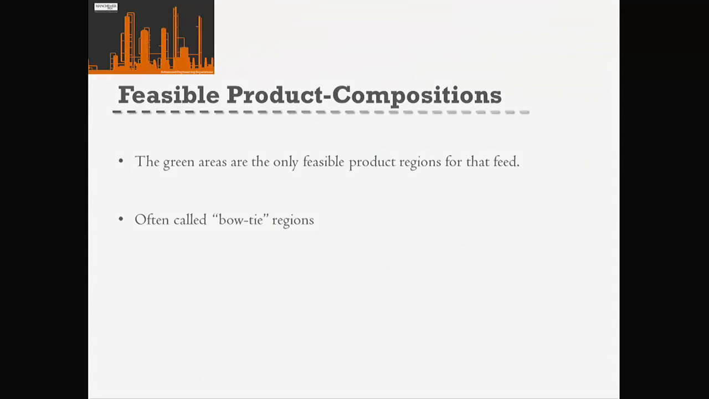So those green areas are the only feasible products that we can get for that particular feed. If you want a product that falls outside of those green areas from your particular feed, it immediately tells you that you need more than one distillation column to undergo that separation. Because of the shape, these green regions are often called bow tie regions, because they look a bit like a bow tie.